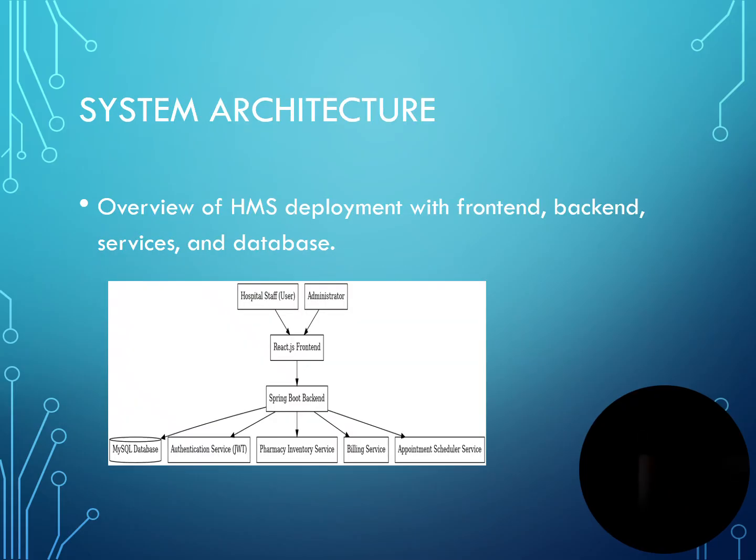Let's take a look at the system architecture. The UML diagram shows the overall system architecture. The React front end communicates with the Spring Boot back end, which connects to several services like authentication, billing, scheduling, and inventory. All data is stored in a MySQL database, and Docker is used to package and deploy the system so it runs consistently across environments.